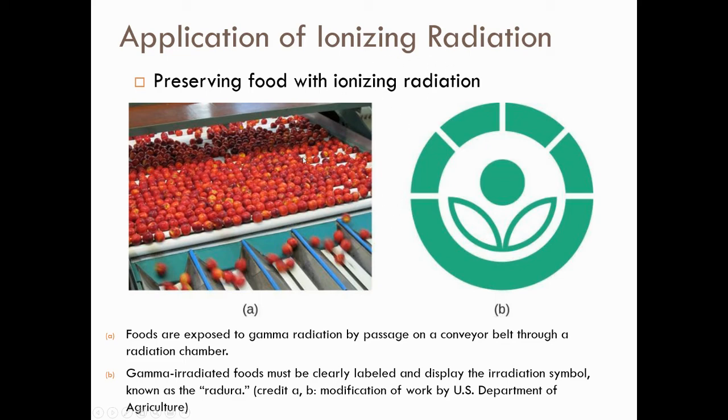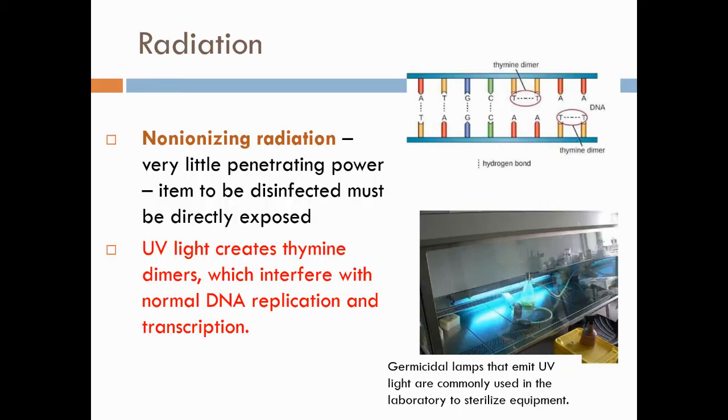So we can preserve our food with that by removing bacteria or organisms that cause spoilage. And we use gamma radiation. And they are labeled so that people know this has been exposed to radiation. The radiation is gone when we get it, but it has been exposed. So that is labeled.